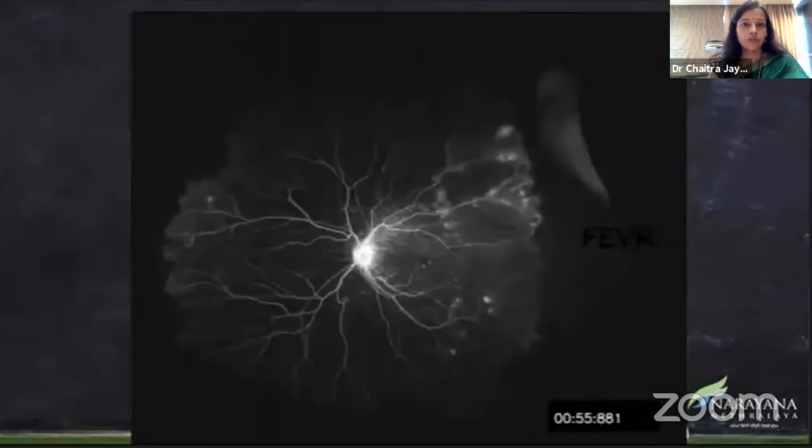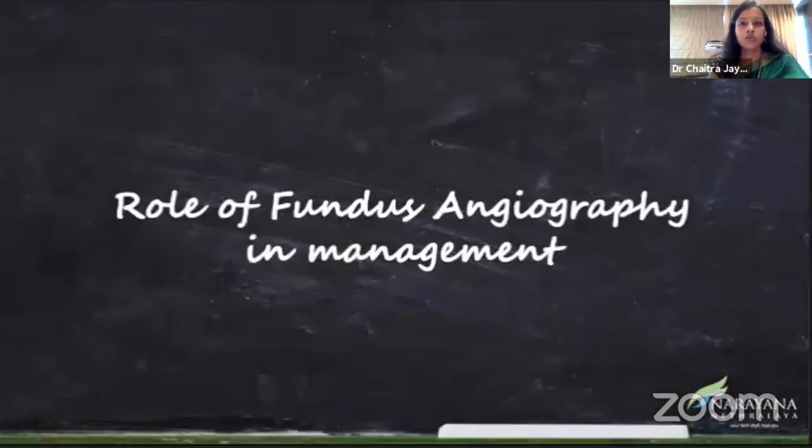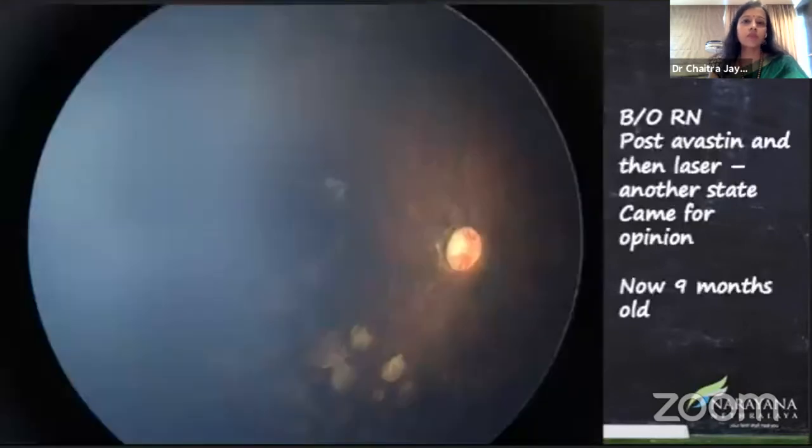So this is the angiography as well. This is the role of fundus fluorescein angiography in the management. So let us look at some images of this. This is a baby post Avastin and then laser done in another center, who came to us for an opinion now. About 9 months old. You think that the disease looks a little quiescent, despite inadequate laser.